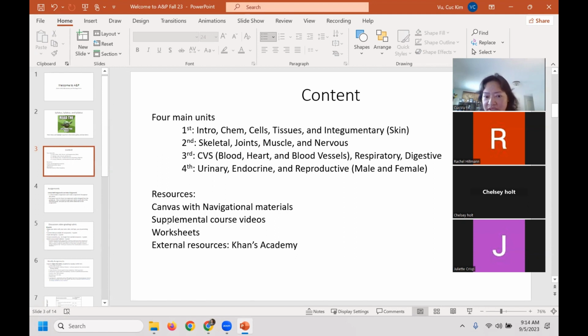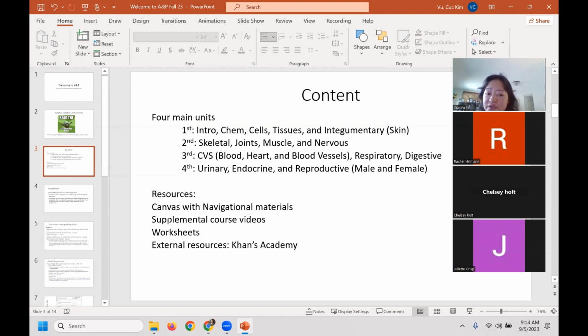Then I provide worksheets. Some of the worksheets are a part of your assignments that are due on a weekly basis, but others are not. And if they're not, I still highly recommend that you do them. Students have told me that worksheets are really long and tedious, but it was the most useful for them in terms of preparing for the exams and understanding the content in this course.